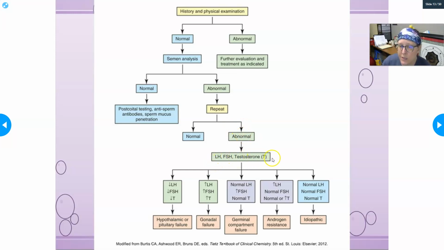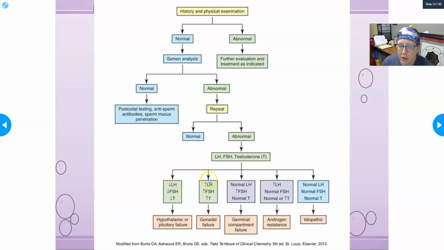So we're going to do LH, FSH, and testosterone. If they are all decreased, then it would be hypothalamic or pituitary failure. So the hypothalamus or the pituitary, either one is not working. It could have been damaged, right? Blow to the head, something could have damaged the pituitary. And so there's no production of LH and FSH, and therefore anything downstream of that is not going to be produced, including testosterone, because there's no LH, and sperm, because there's not enough testosterone and not enough FSH.